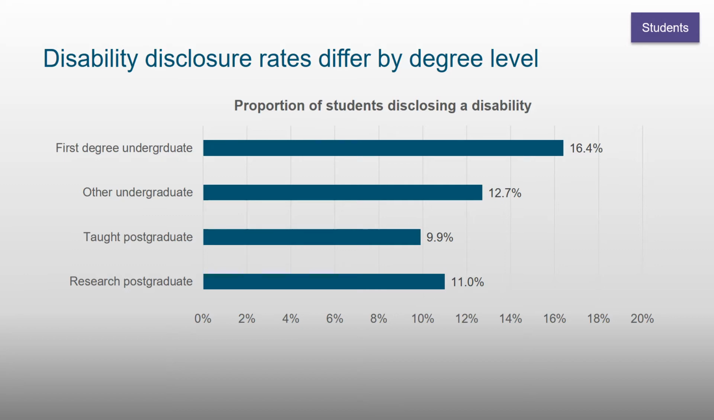Specifically, the higher up we move in degree levels, the lower the proportion of students disclosing a disability. The only exemption to this trend is between taught and research postgraduate students, where 11% of PhD students disclosed a disability, compared to just below 10% of master's students. 16.4% of first degree undergraduate students disclosed a disability, and 12.7% of students in other undergraduate degrees.